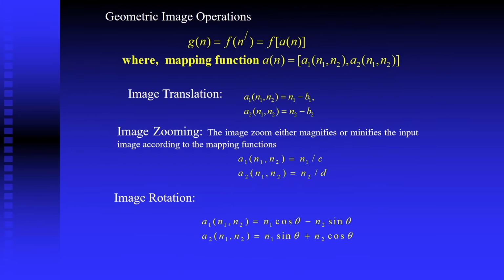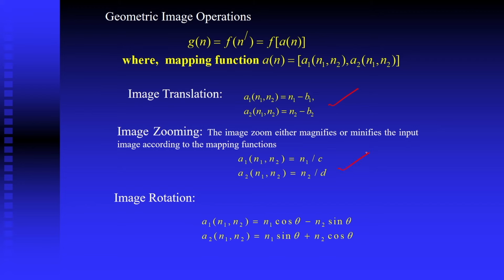Like this we can do some geometric image operations. So I can do image translation like this. I can change the coordinates, n1 and another one n2. So I can do the translation of the image. The coordinates are x and y actually. In this case I am showing n1 and n2. So n1 minus b1 and n2 minus b2. That means I am doing the image translation.